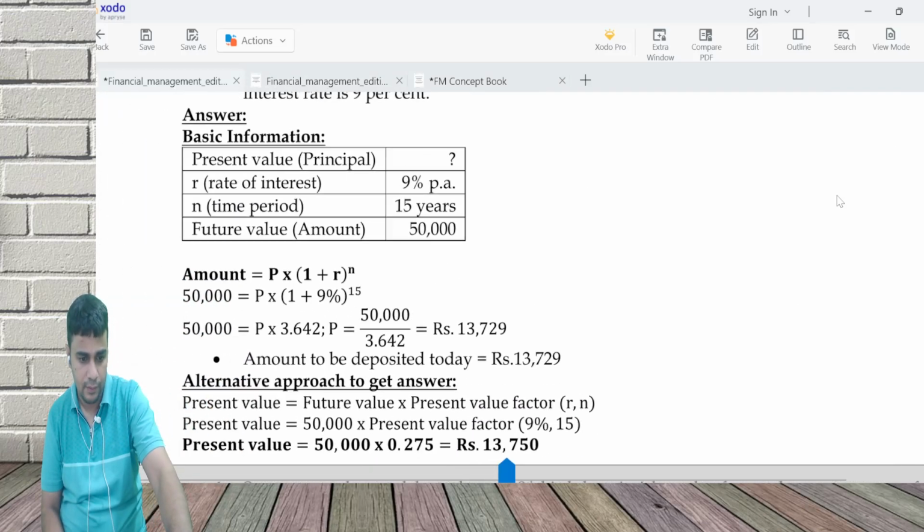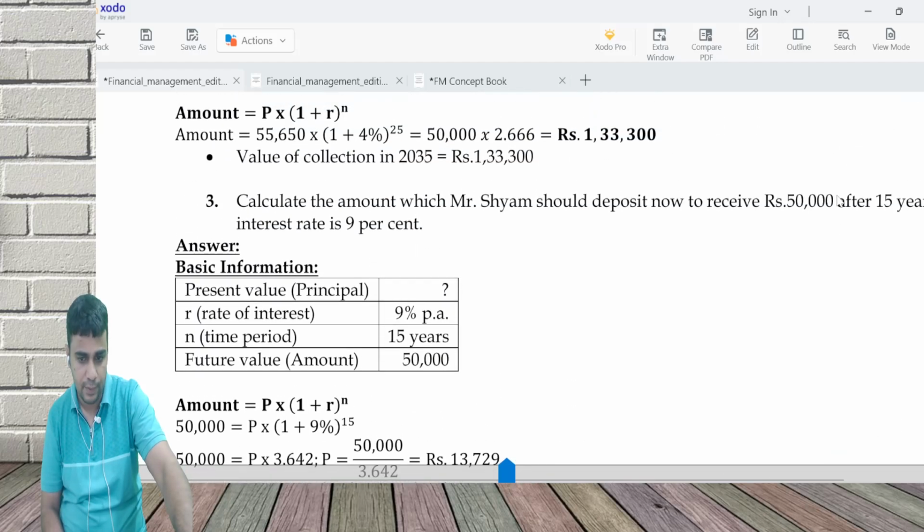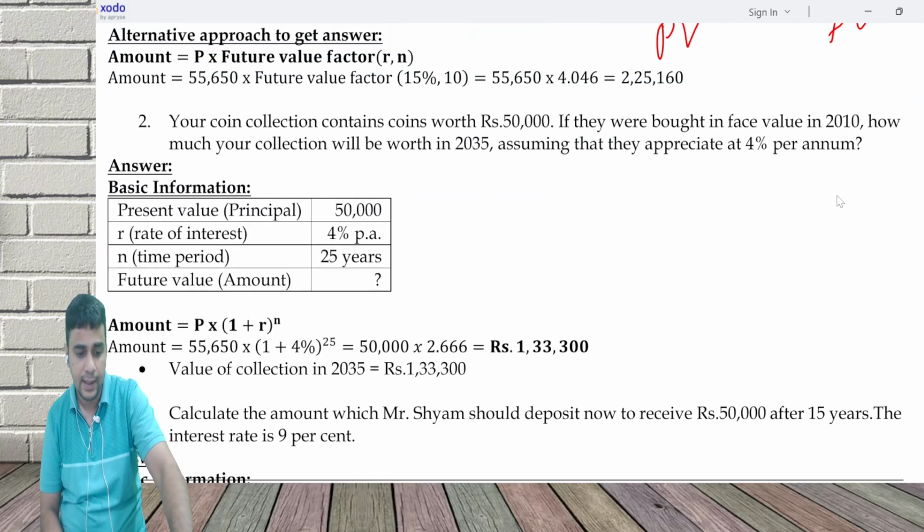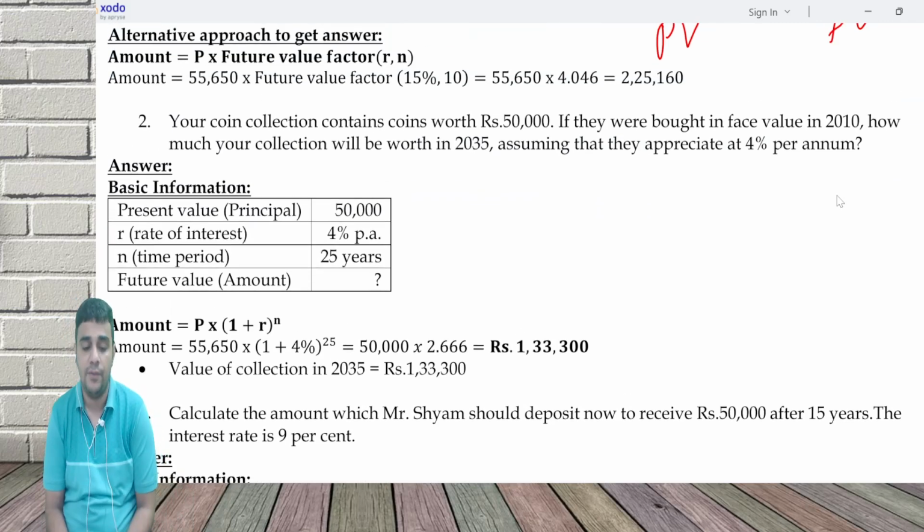Okay, let's come to question 3. We are done till question 2, no? Calculate the amount which Mr. Shyam should deposit now to receive 50,000 after 15 years. Interest rate is 9%.